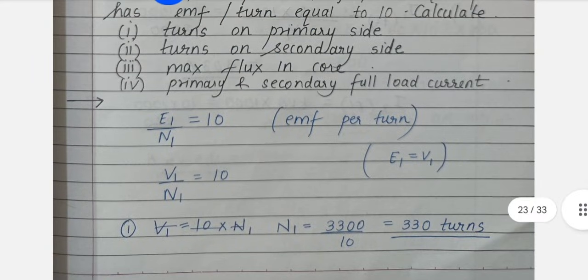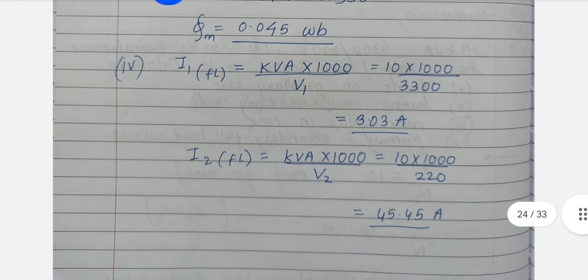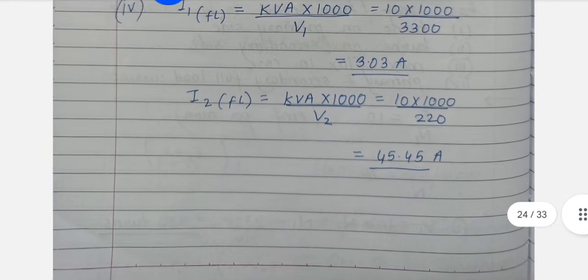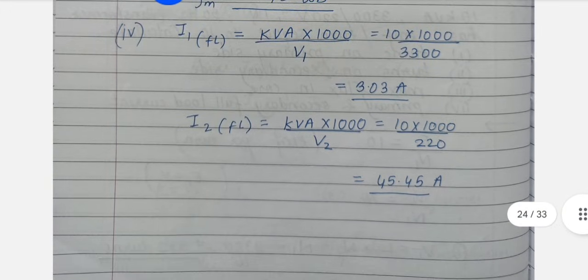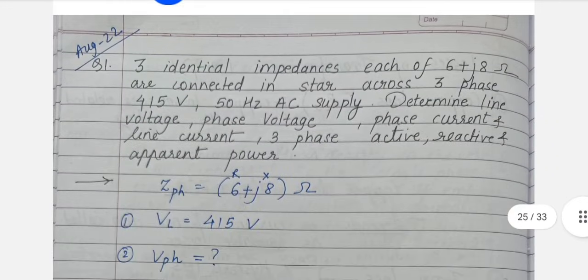And then they have asked for primary and secondary full load current. So that time you will use this formula, as I told you, full load current will be kVA into 1000 upon V1 and kVA into 1000 upon V2. So by applying the formula, you will get both the values for I1 and I2, 3.03 ampere and 45.45 ampere. You can practice these numericals. Okay, by calculating, you can see whether the answers are right or not.